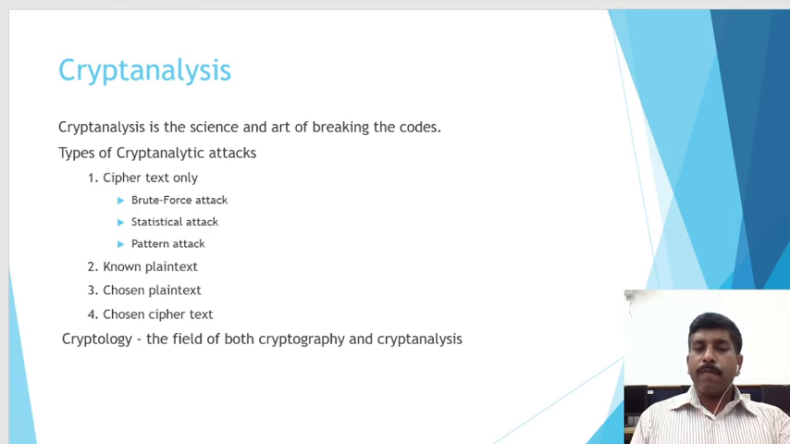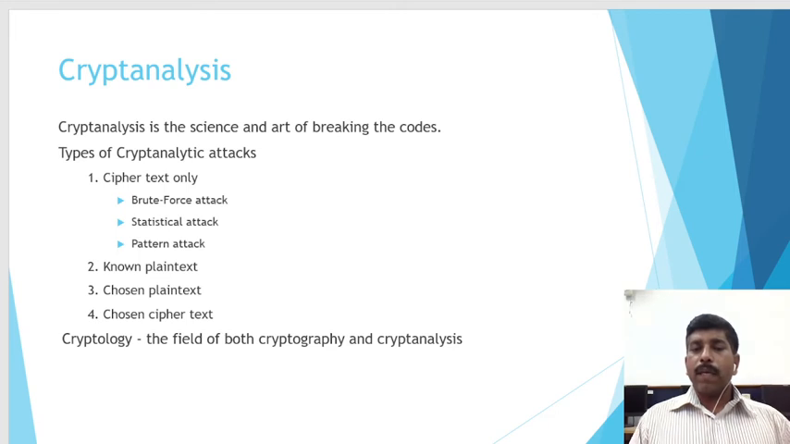There are various types of cryptanalysis attacks based on the amount of information known to the cryptanalyst. So there can be four different types of attacks. One, ciphertext only attack. Two, known plain text. Three, chosen plain text. Four, chosen ciphertext. These are the four types of attacks that can happen in cryptanalysis.